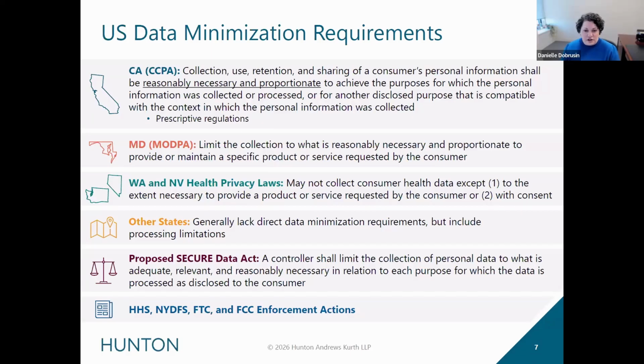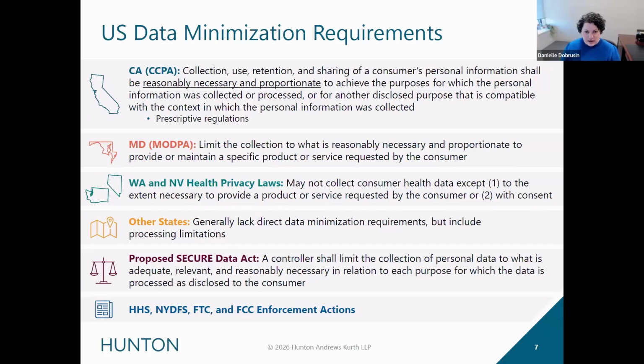And it can also cause friction with the ability to collect personal data from third-party sources, particularly if a consumer does not have an existing relationship with the organization. The Washington and Nevada consumer health privacy laws use a standard similar to Maryland's, but are limited only to consumer health data. And they also provide for the ability to obtain consumer consent if the collection of consumer health data is not necessary to provide a product or service requested by the consumer.